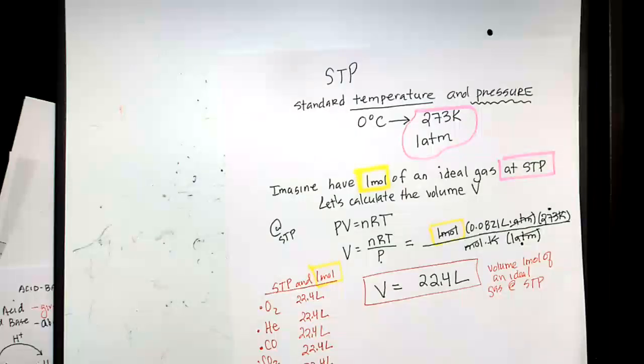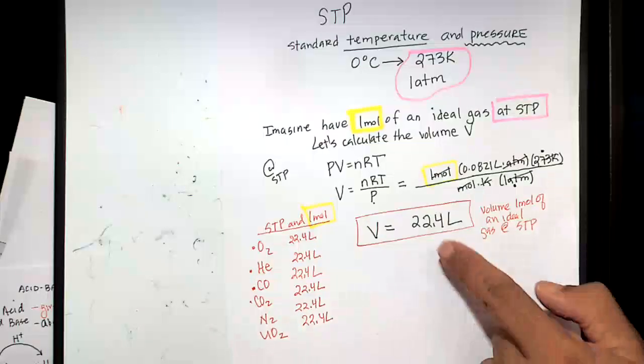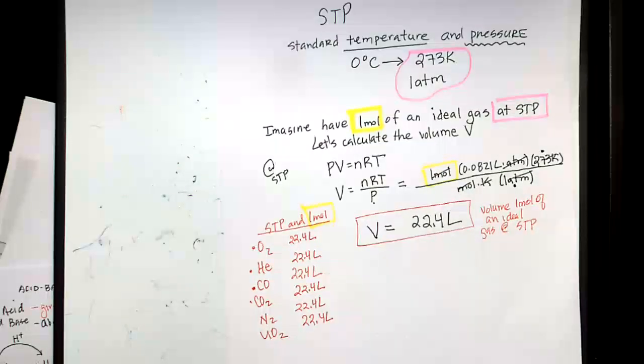What happens if you have 1 mole of an ideal gas at STP? Now you can say it has a volume of 22.4 liters. So don't get confused.